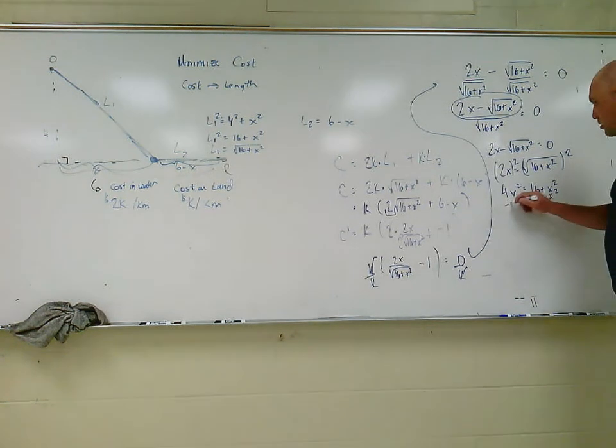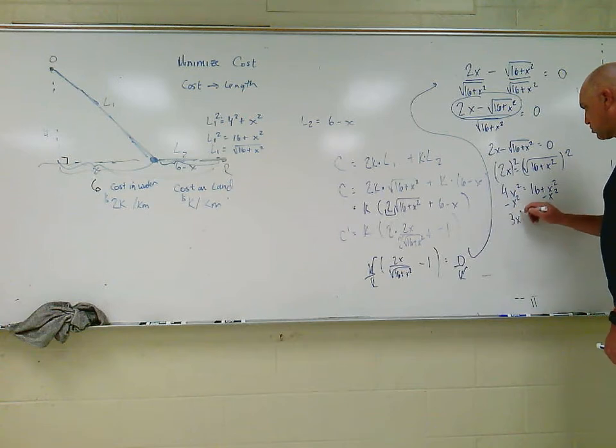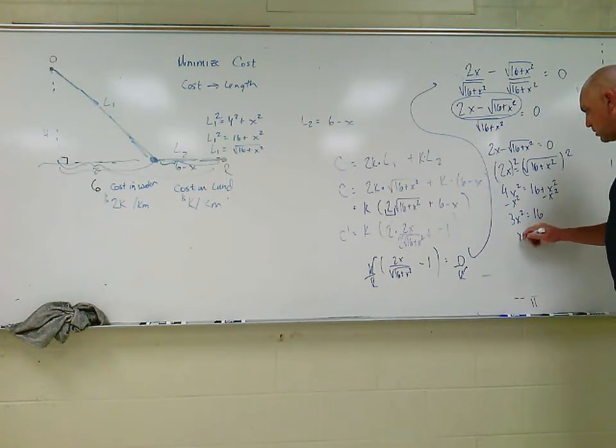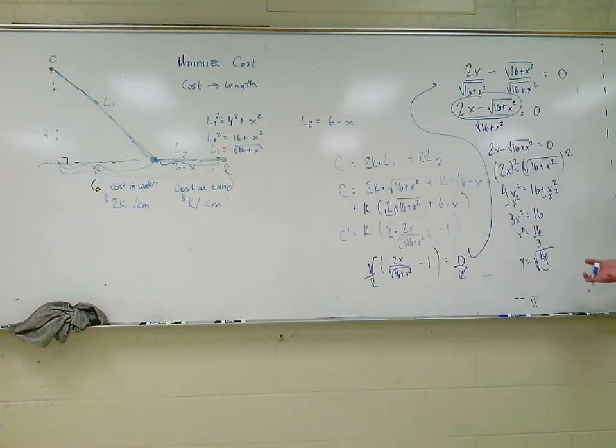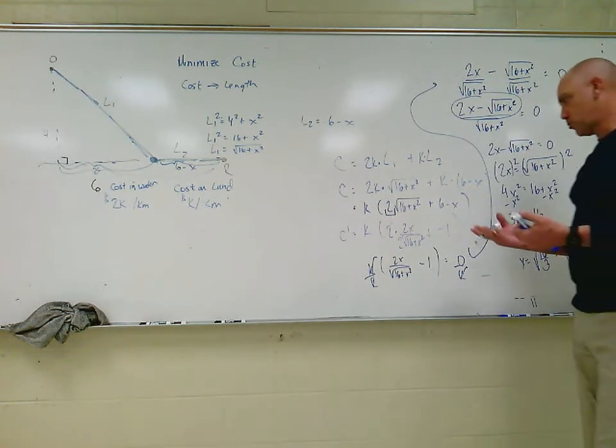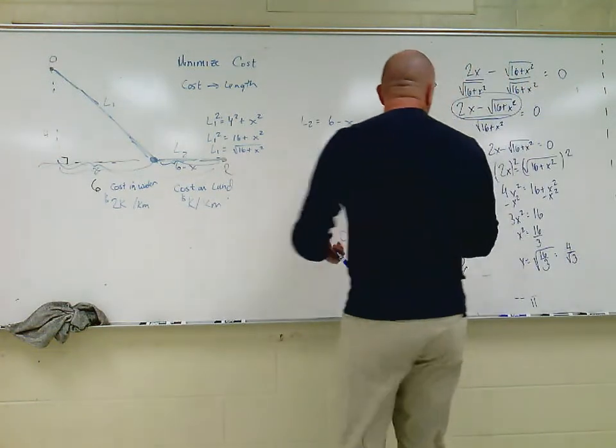Subtract x squared, 3x squared equals 16. X squared is 16 thirds. So x is the square root of 16 thirds. You don't want a minus because you're not going to go in a negative direction. And if you take the square root of the top and bottom, you get 4 over square root of 3. Now we should go and make sure that that minimizes our cost.